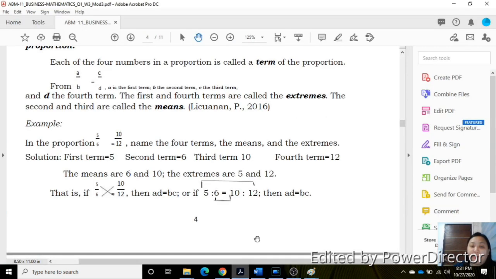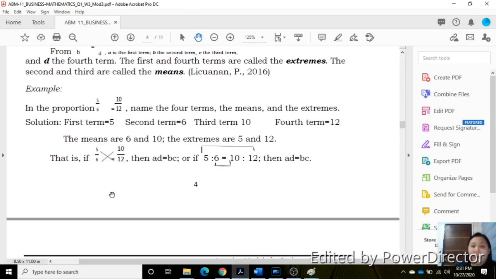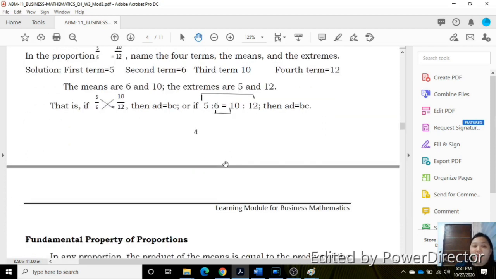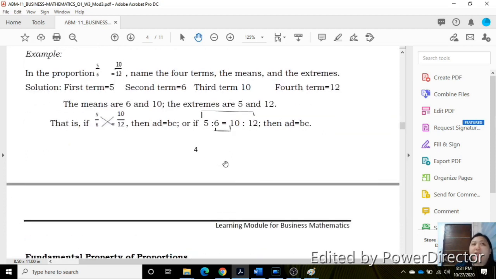Sabi dito, sa lesson natin, kapag minultiply mo si 5 times 12, at saka si 10 times 6, ang magiging total niyan ay 60. Ganun, so, kapag nakuha mo yung total na 60 sa parehong extremes at saka ng means at parehong 60 yon, so it means proportion siya. So that is the meaning of proportion.